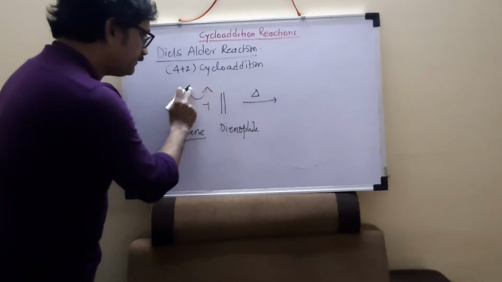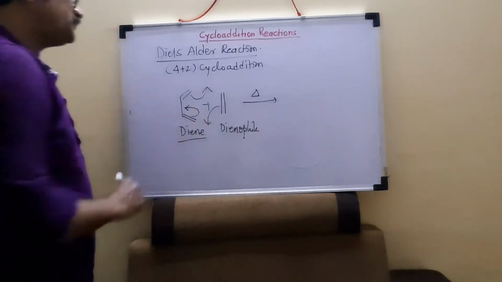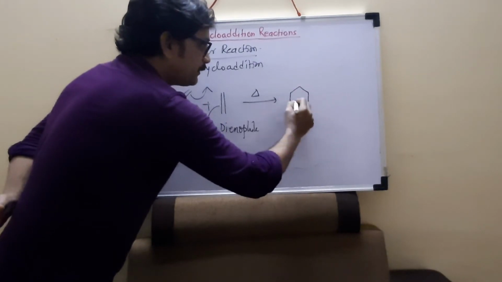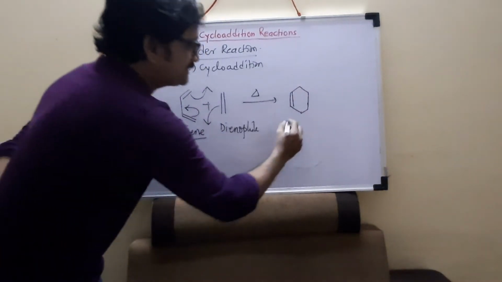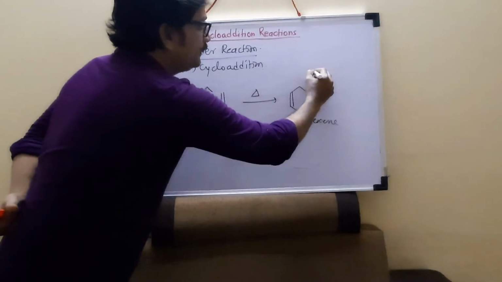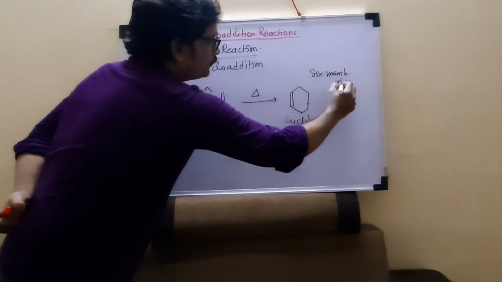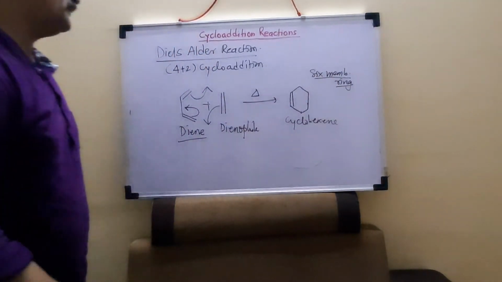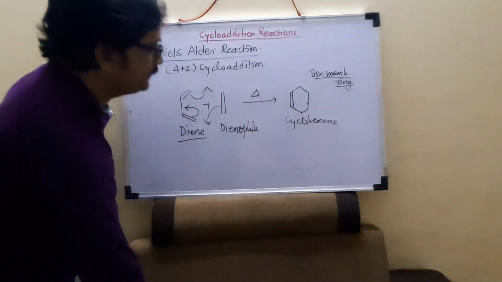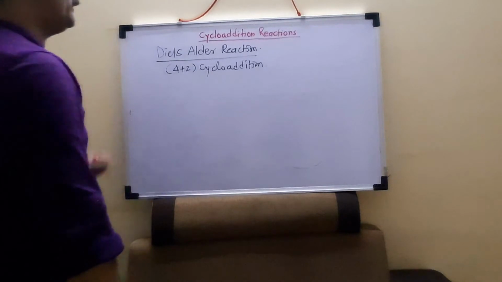So this bond is moving between these 2 carbons, and this bond is moving between these 2 carbons, and this bond is changing its position. So in the Diels-Alder reaction, there is always formation of a 6-membered ring. Remember, a 6-membered ring, cyclohexene. Don't forget that there is always formation of a 6-membered ring. So you are adding a diene with the dienophile, and you are getting a 6-membered ring through the cyclic transition state. That's why it's a cycloaddition reaction.